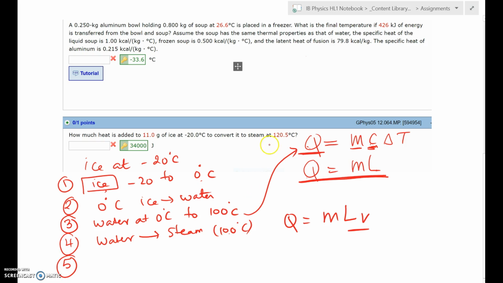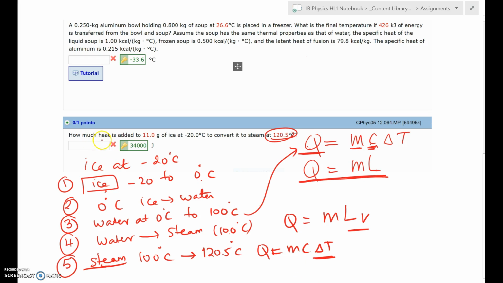This steam is now at 100, but you want steam at 120.5, so that means you are going to now increase this temperature of steam from 100 degrees Celsius to 120.5 degrees Celsius. Which means again, you want to use this formula, Q equals mcΔT, because you're changing the temperature, and this time you're going to use the specific heat of steam because it's now not water anymore.